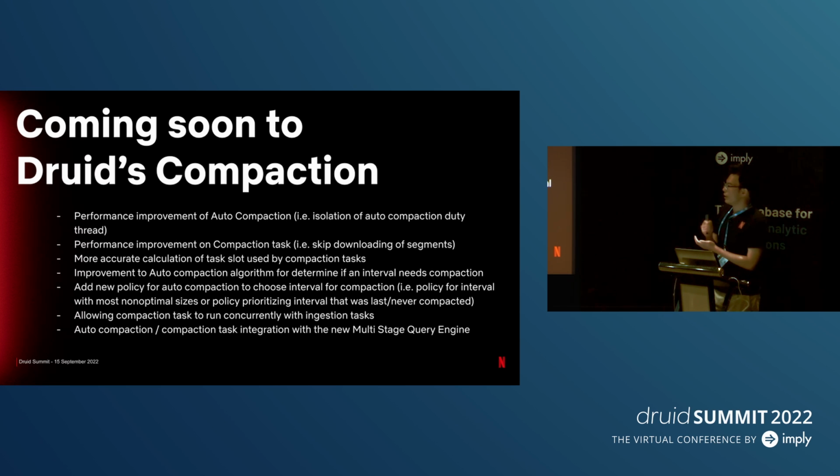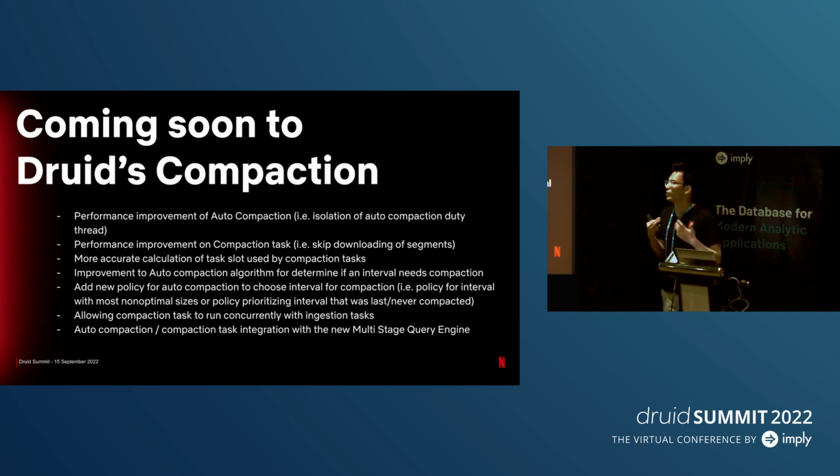So next we'll be moving on to things you can look forward to around compaction and the auto-compaction area. In the short term, there are three main areas. The first area is just performance improvement in both auto-compaction and compaction. Making sure auto-compaction submits tasks faster and more efficiently, and making sure the compaction task itself completes faster.